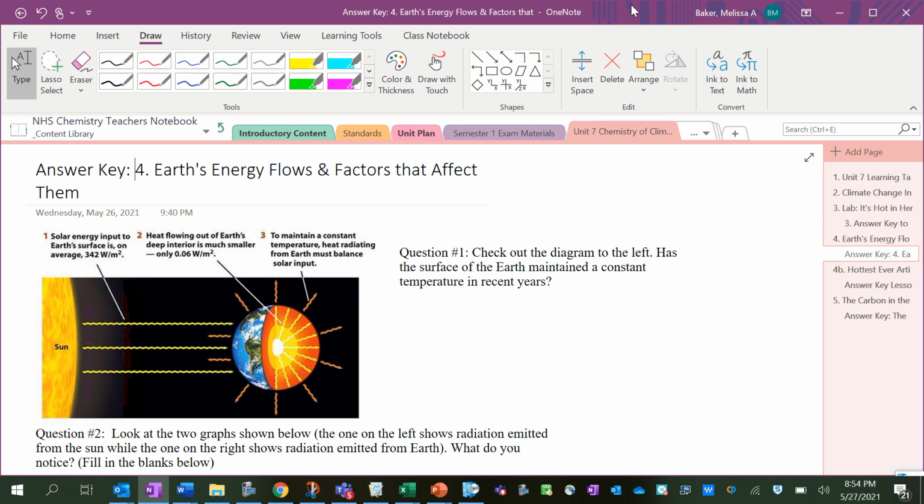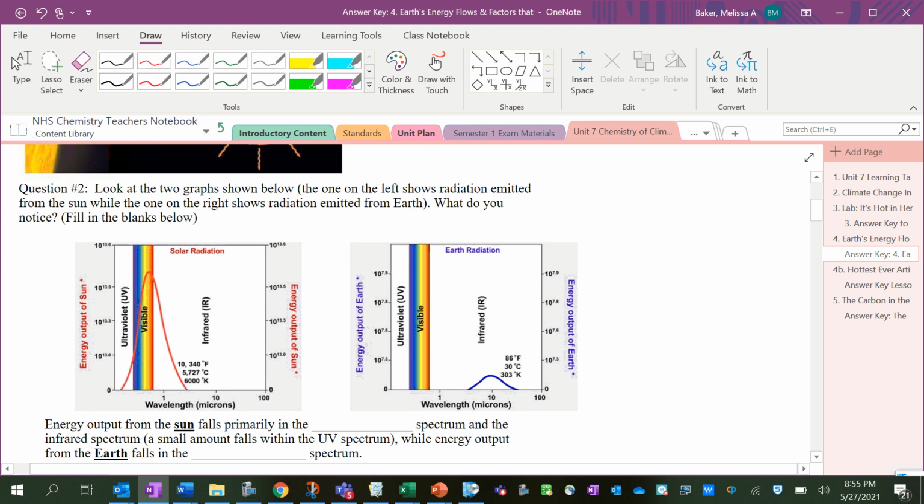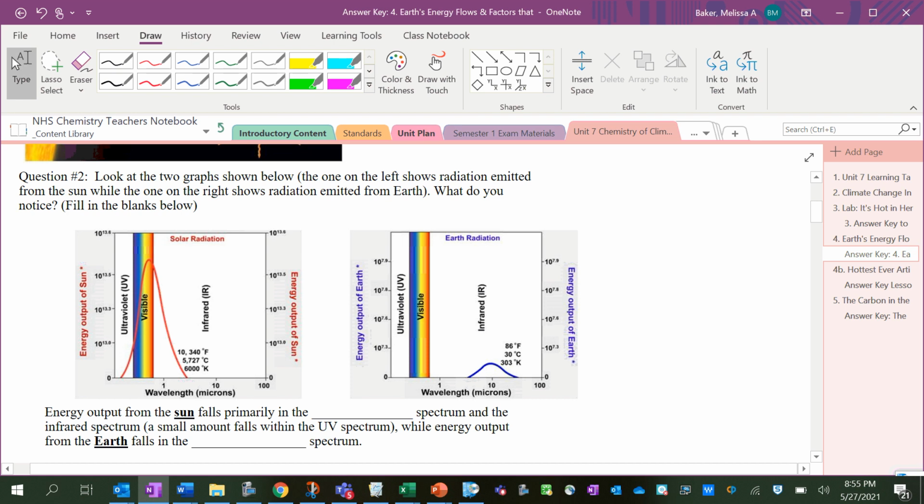So it says, has the surface of Earth maintained a constant temperature in recent years? No, it hasn't. I guess there's not any real way of knowing from this picture, but based on what we know about how the average temperature of Earth has gone up, we know that it hasn't remained constant. Okay, so it's kind of a simple question there.